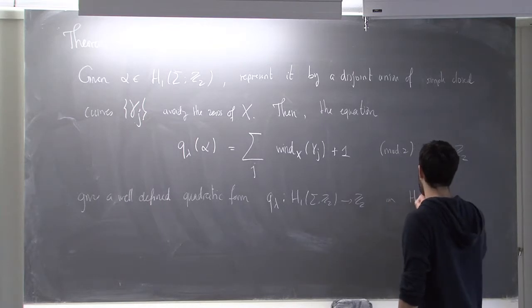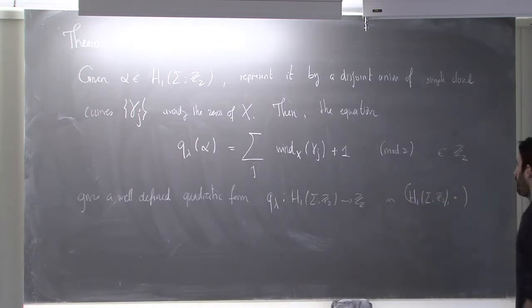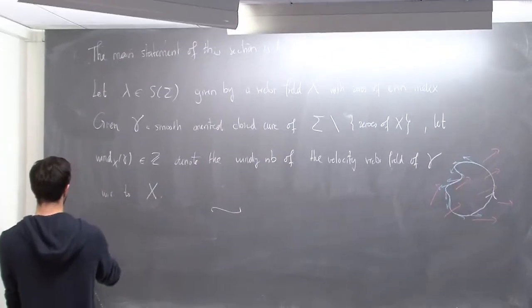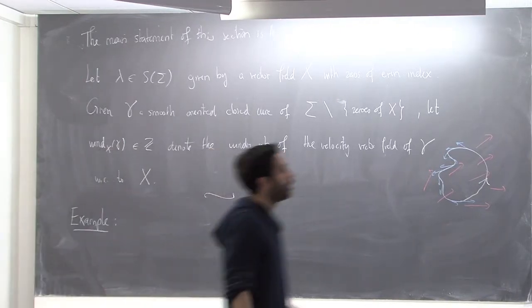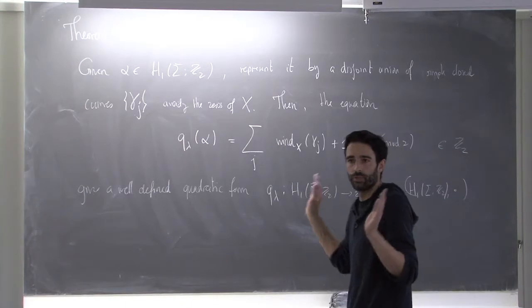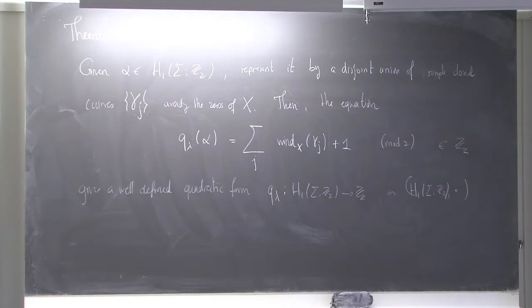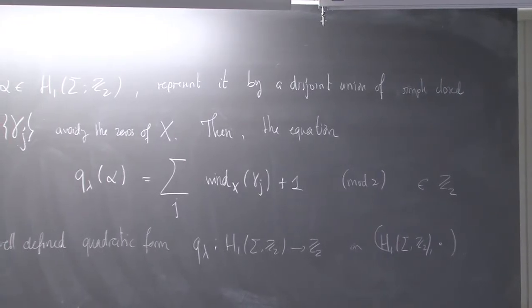So, the statement is not finished, but I'm just going to already make a kind of example or remark. Let's just take the stupidest example of sigma being the plane, or the sphere. So, example: let sigma equal the sphere or the plane, and X be the constant vector field.